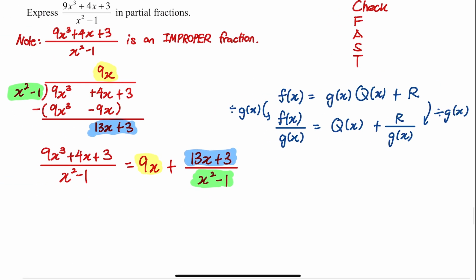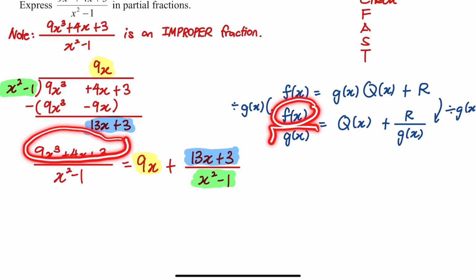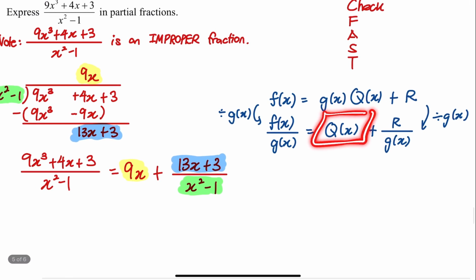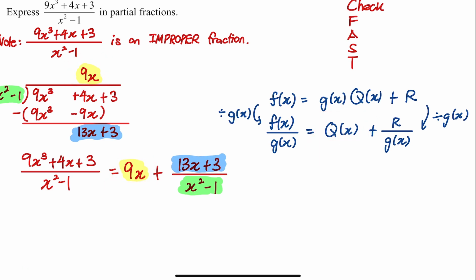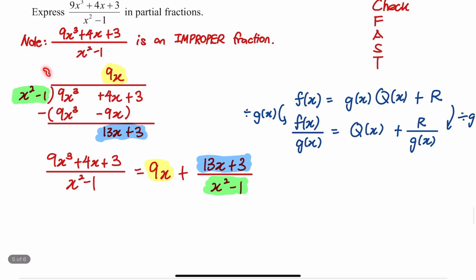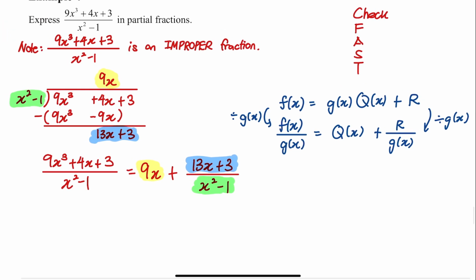This fraction, I'm dividing this polynomial f(x) by a divisor, x squared minus 1, which is g(x), my divisor over here. Therefore, the quotient can be written as 9x, and this fraction will turn into the remainder divided by the divisor. So I hope you can see, when I have an improper fraction, how do I convert and obtain a proper fraction using the long division method.